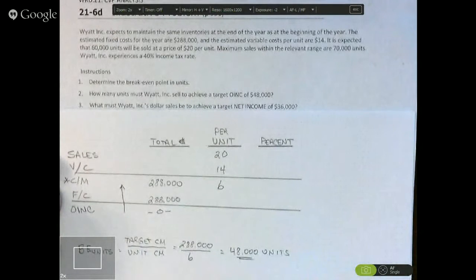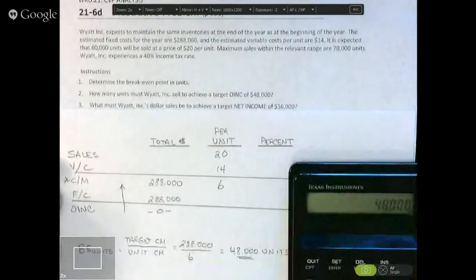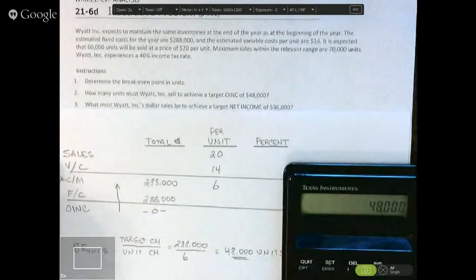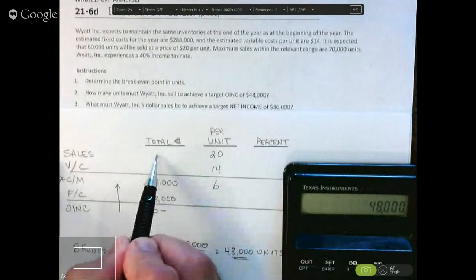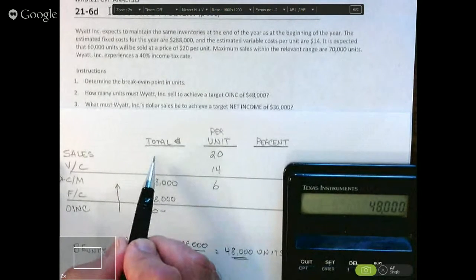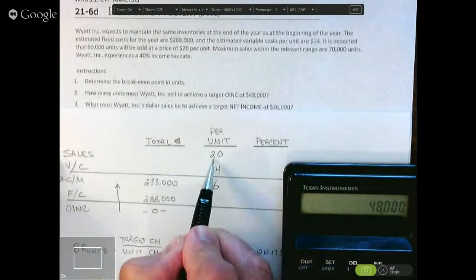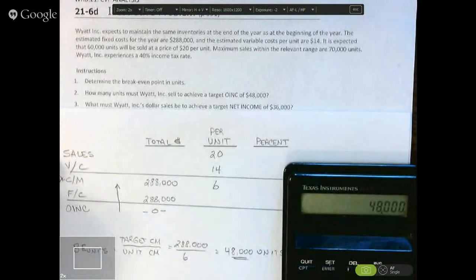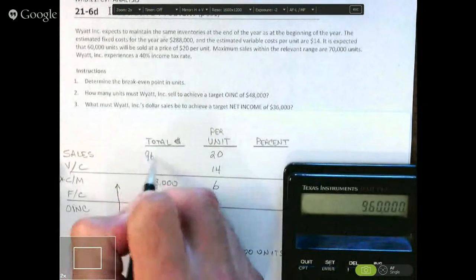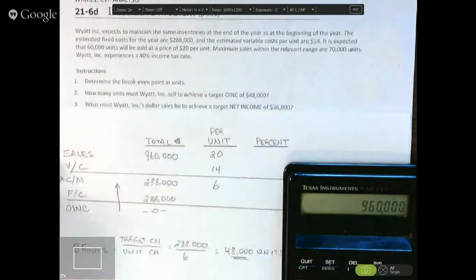Okay, now it would be very useful for this particular scenario to be able to check it. Well, let's just take this 48,000 and insert it into the total column for the income statement. So for each of these 48,000 units, we would be able to sell them for $20. So 20 times 48,000 will produce $960,000 in sales. So let's enter 960 in the income statement as sales.